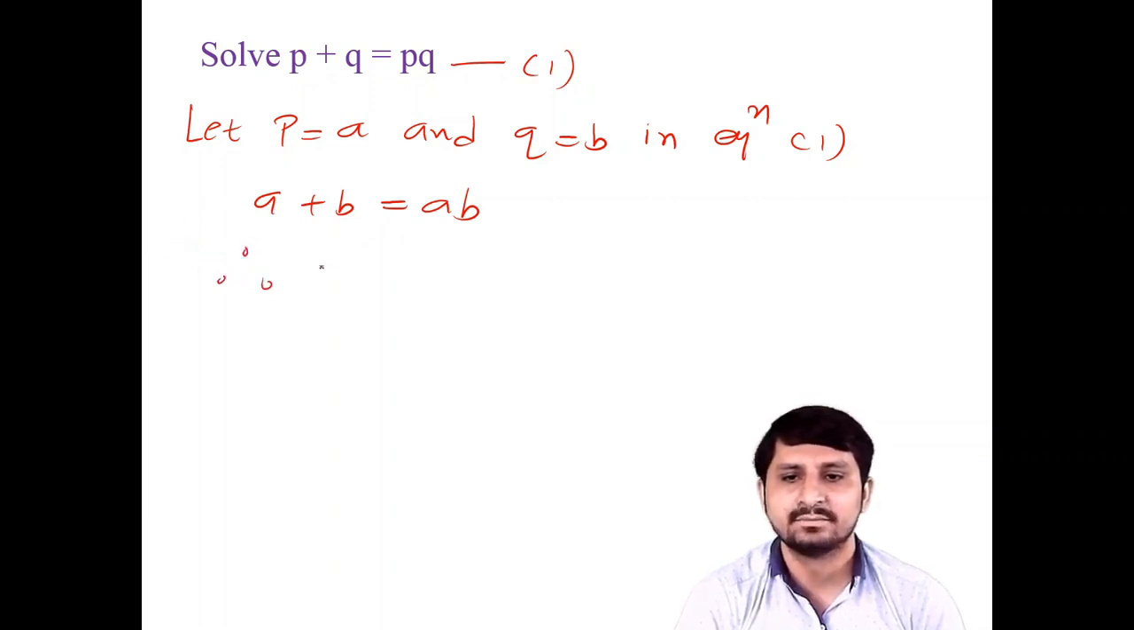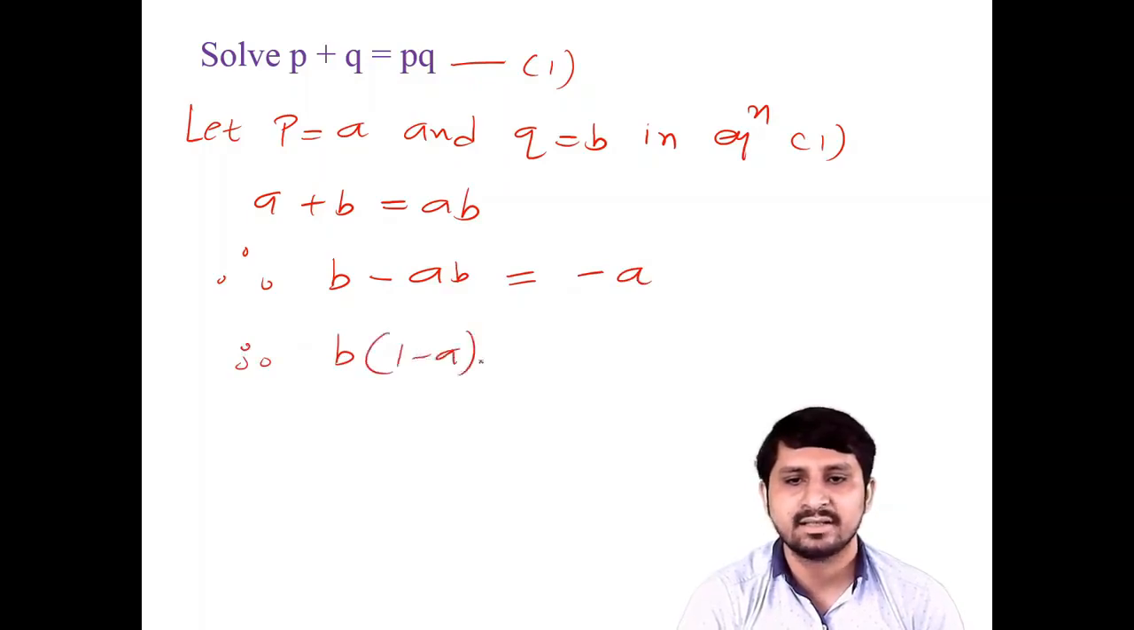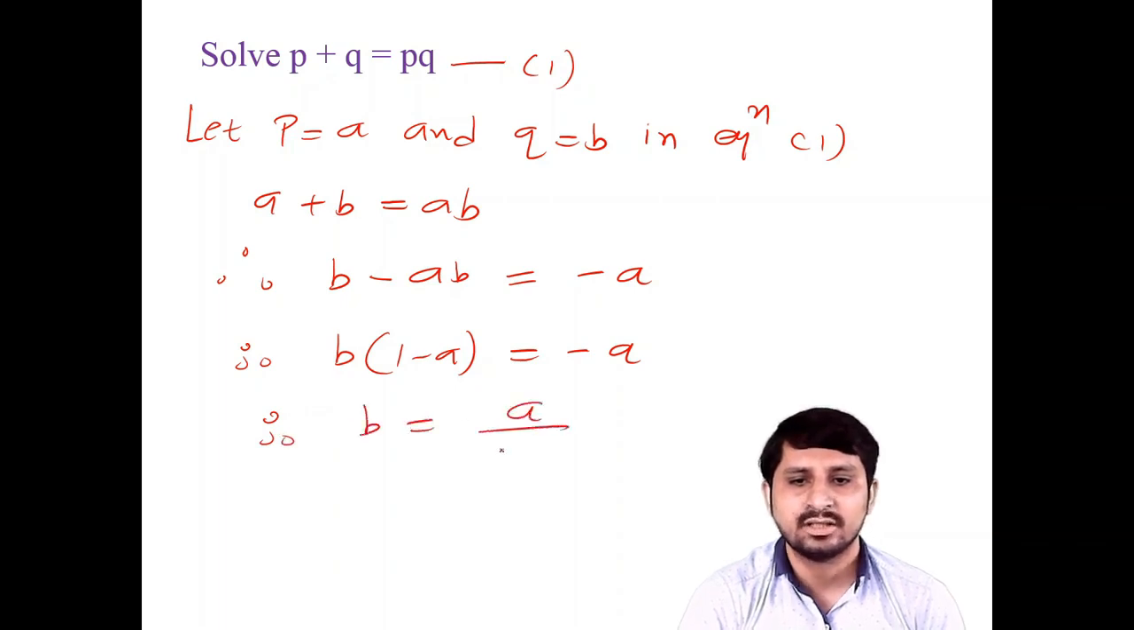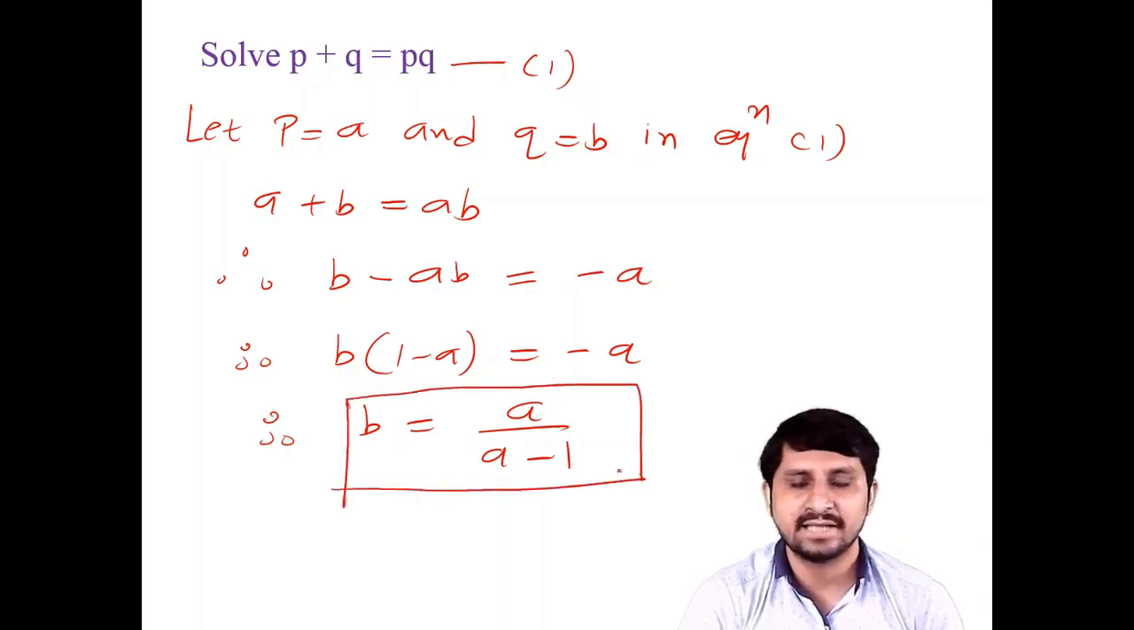So b is equal to what? We can say that b minus ab is equal to minus a. So we can take b as common. So b into (1 minus a) is equal to minus a. So that's why b is equal to a upon (a minus 1). So we find the value of b in terms of a.